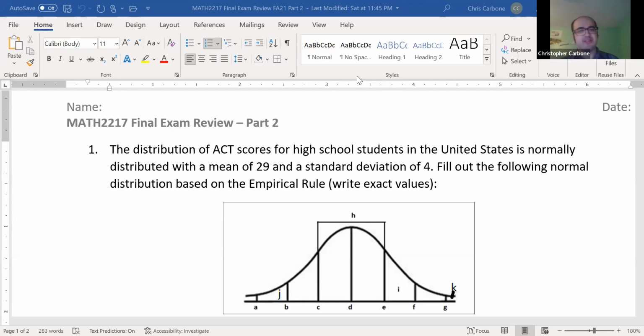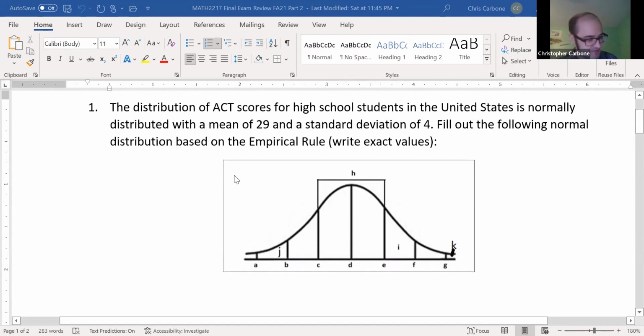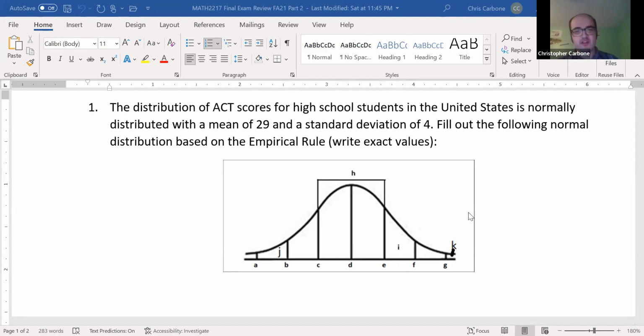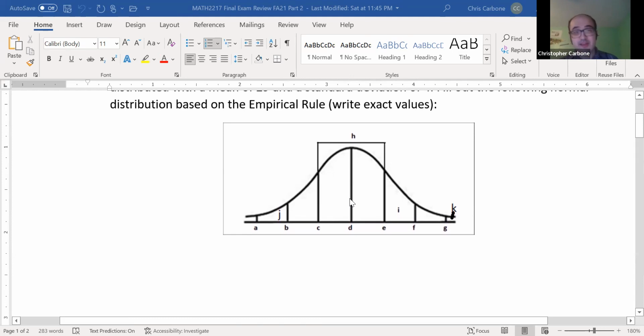And the first question I have for this one should be a more short answer based one. The distribution of ACT scores for high school students in the United States is normally distributed with a mean of 29 and a standard deviation of 4. We want to fill out the following normal distribution based on the empirical rule. We want exact values, so none of this rounding stuff.